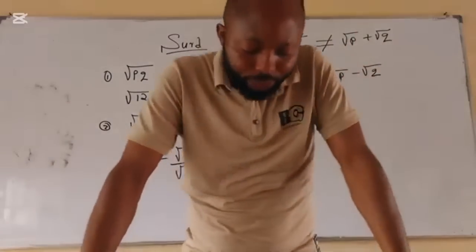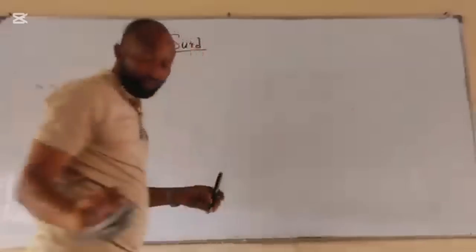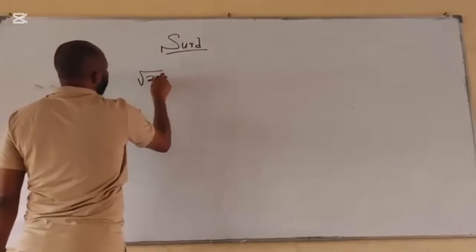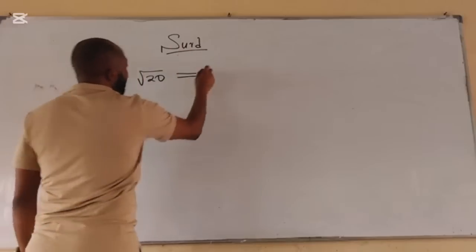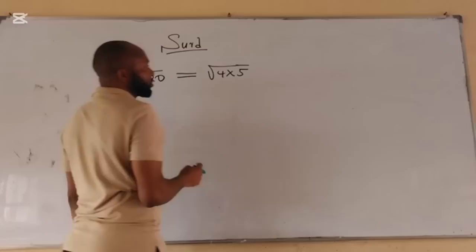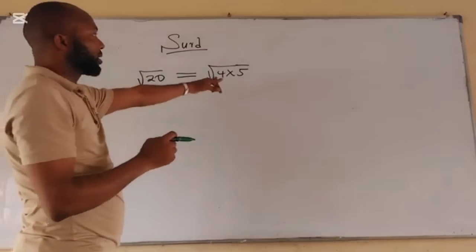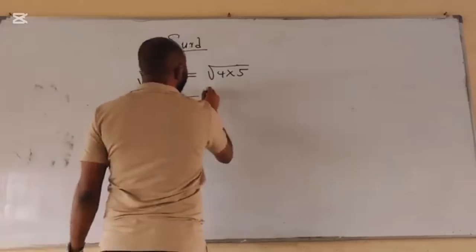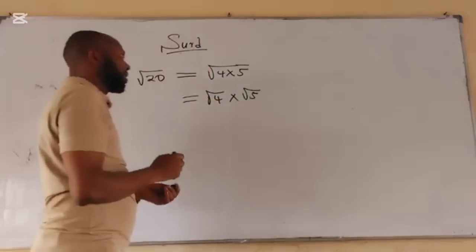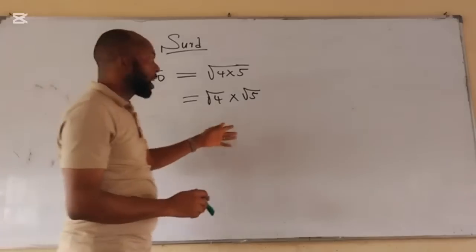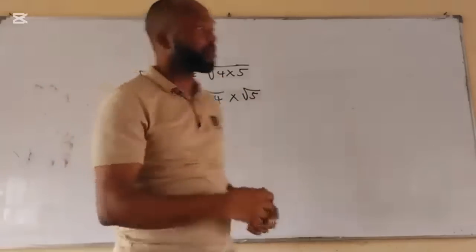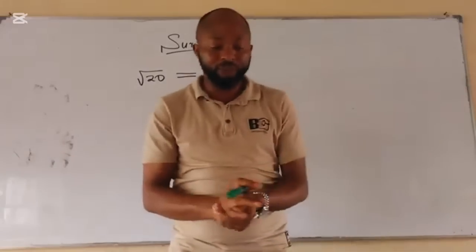So let's take one example. If I have root 20, this can become root of 4 times 5, and this is the same thing as root 4 times root 5. To that end, this still goes. And thereby, we will be simplifying it as we proceed. But that's just the basic.